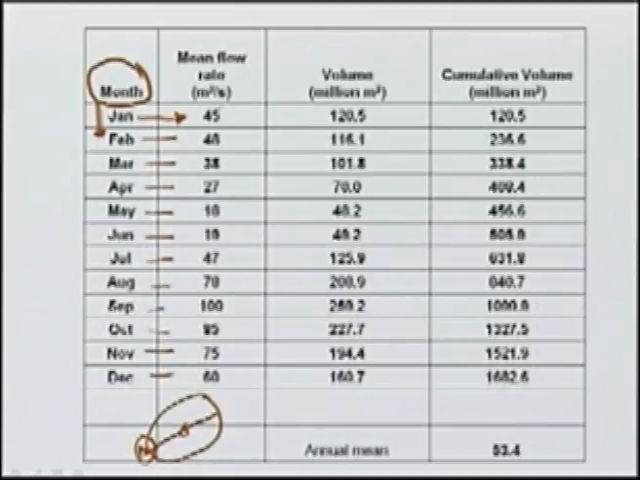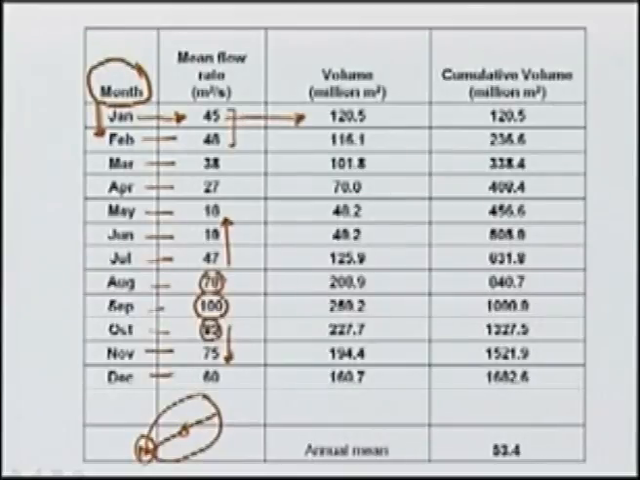So, we can see that the mean flow rate is very high in September, just after the monsoons, and it is still higher in August and October, but then it decreases as we go away from there. In January and February, again there is a reasonable amount of flow, 45 and 48 meter cube per second. So, this represents overall an average flow rate throughout the month, and based on this we can find out the volume.